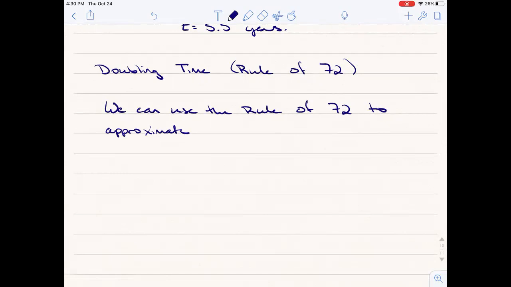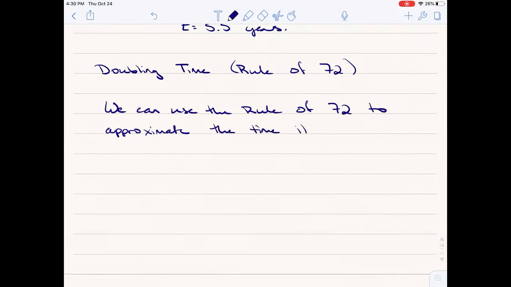Especially if you're at the bank and they're saying, oh, we'll offer you 2.1%, then it's nice to be able to say, okay, well, I know 72 divided by 2.1. Well, let's do it. 72 divided by 2.1. It's going to take me 34.3 years for my money to double. Is that worth it? Is it not worth it? I don't know. That's up to you to decide.